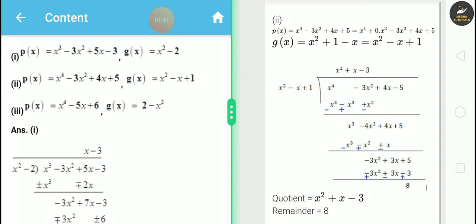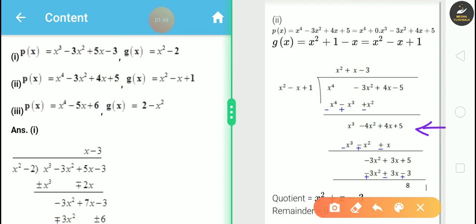Okay, then consider this term, x cube upon x square, first term upon first term, we will get x. So plus x, this x into x square minus x plus 1, so we will get x cube minus x square plus x. Then signs will be changed, so x cube cut, minus 4x square plus x square minus 3x square plus 4x minus x plus 3x and plus 5 as it is. Then consider minus 3x square plus 3x plus 5.